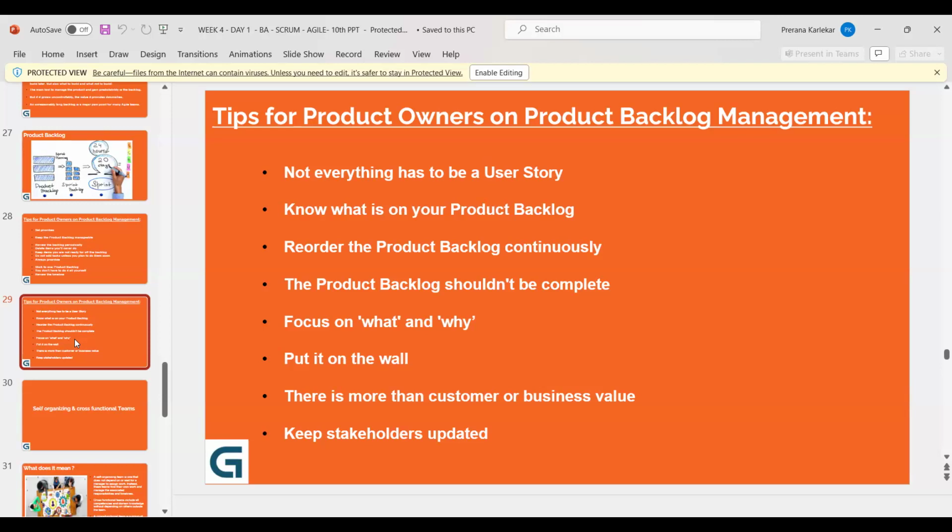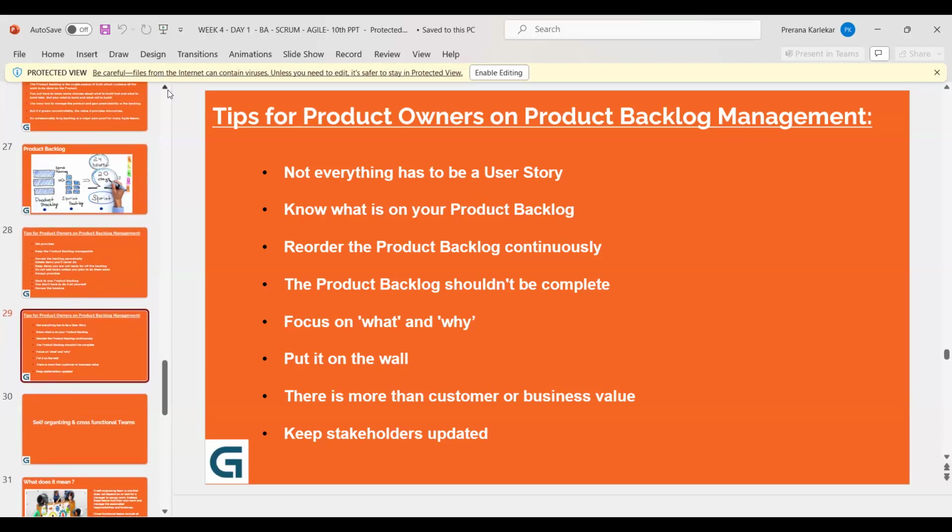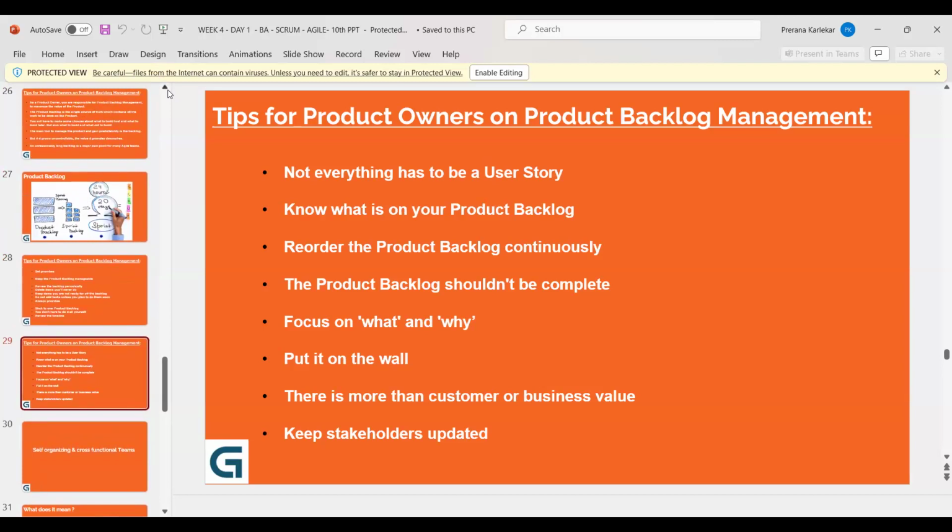Can we move to the next slide? Have we not yet covered the self-organizing team part? Prerna, I think we had covered self-organizing and cross-functional in the earlier one. Yeah, we did. We have covered, no? So, okay, we can move to the next slide. And Prerna, if you will allow, I can share the screen. The slide is open in front of me. Yes. Okay, give me a second.